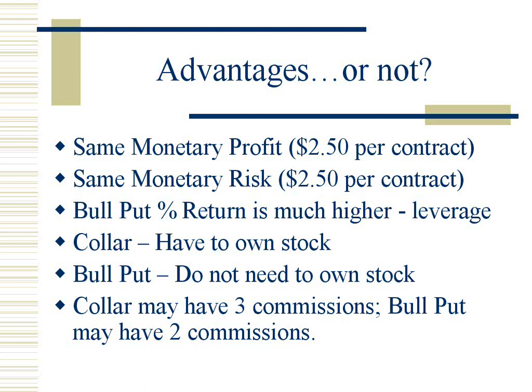So the bull put percentage return is much higher, but it's leverage. On the collar, we have to own stock. On the bull put credit spread, we do not need to own stock. And another difference between the two is depending on how your broker allows you to enter trade, collar spread is technically 3 transactions.